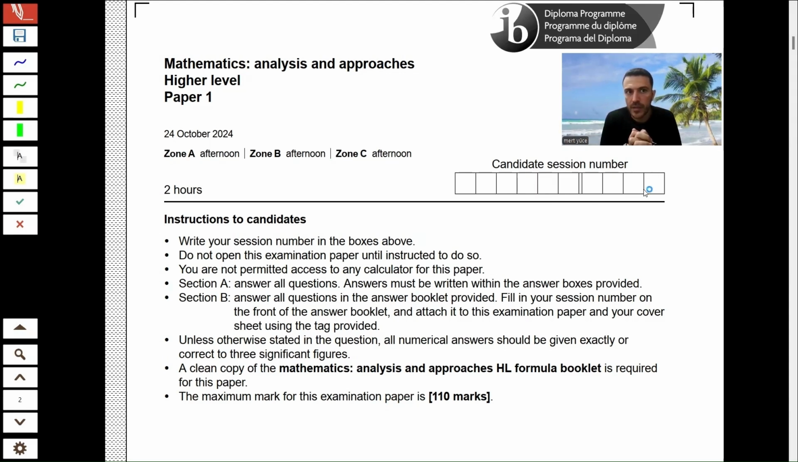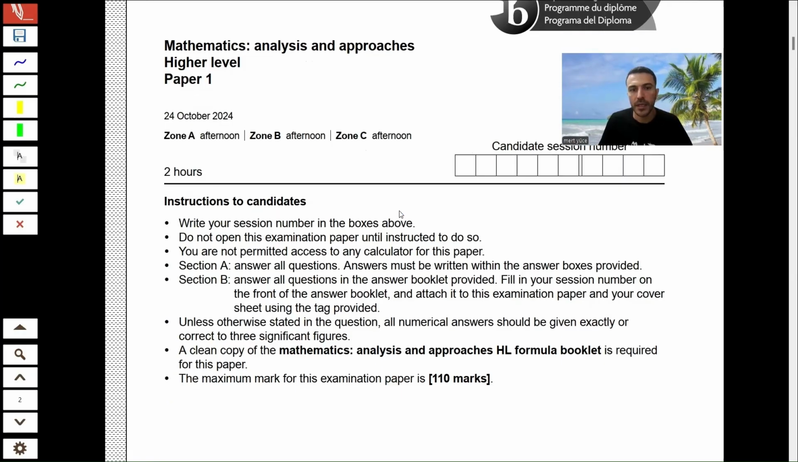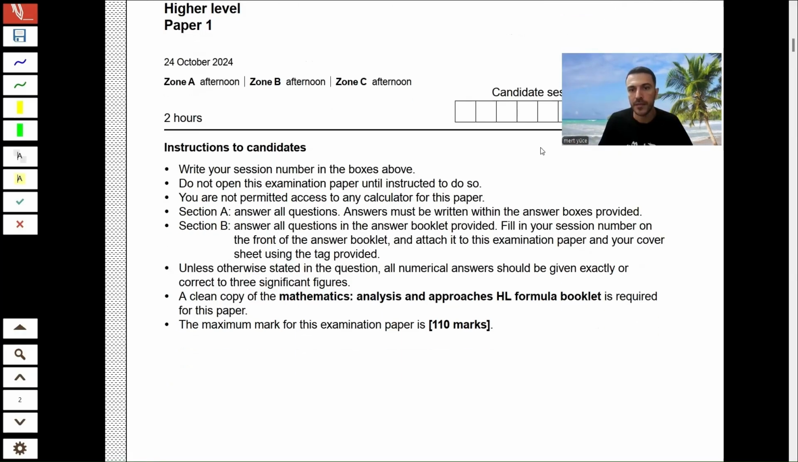I will also share Paper 2 and Paper 3 questions from last year. So let's start with Paper 1 questions from last year. You are not allowed to use a GDC in Paper 1, and you can use the formula booklet.